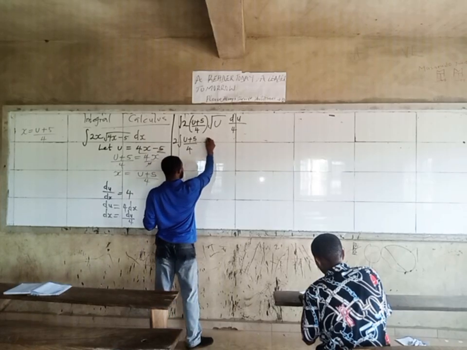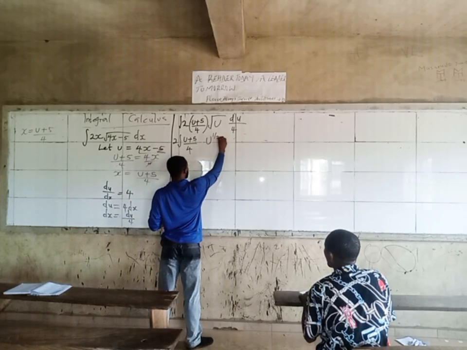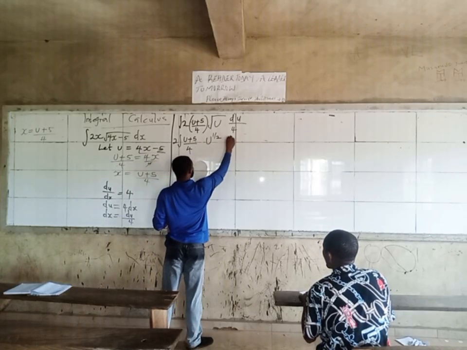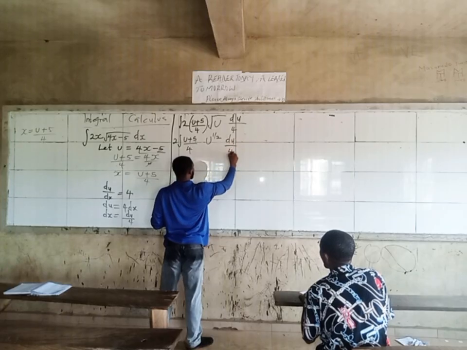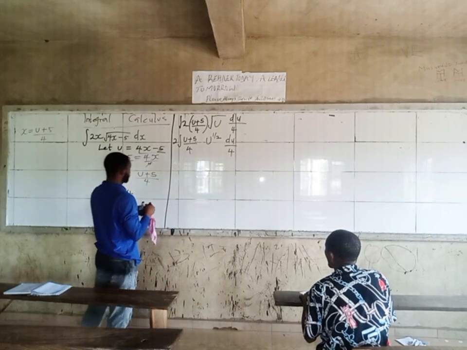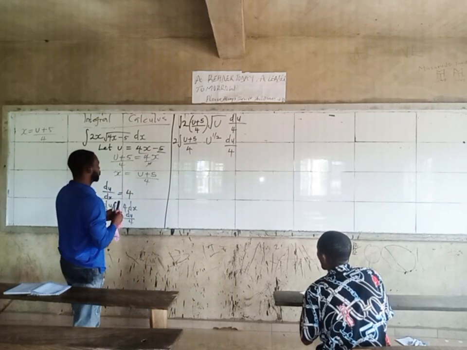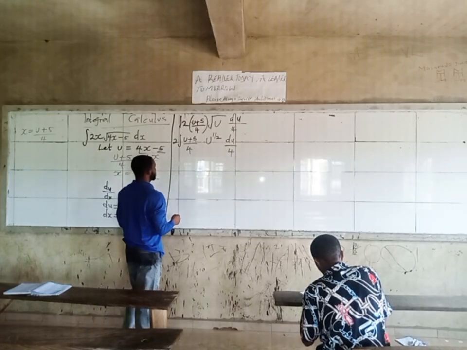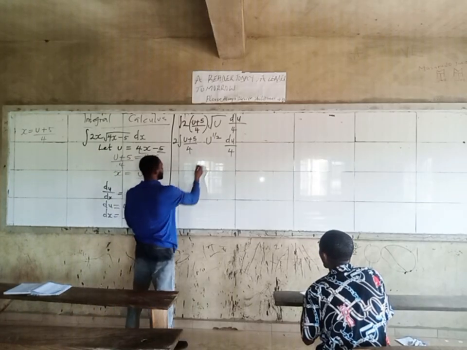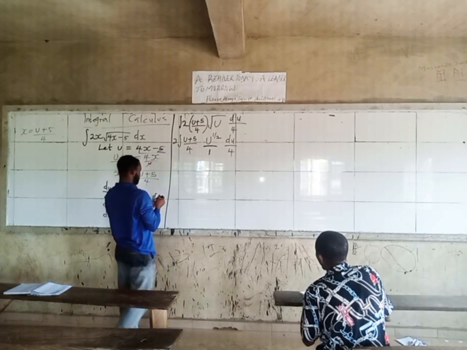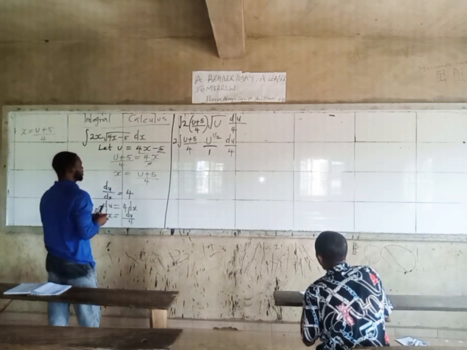This root u is the same thing as saying u raised to the power 1 over 2. Then the du over 4. Since I have everything here in a certain form like this, I can put everything here like this.